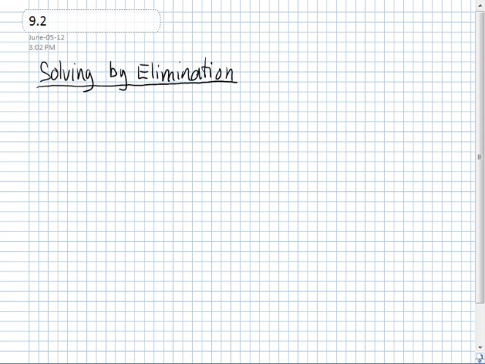Alrighty folks, we are going to be starting section 9.2 tonight and looking at solving systems of equations by elimination, which is a completely new method for you, but maybe a little bit easier for some of us. So we're going to start off by looking at a very basic set of equations. So have a look at these ones here.